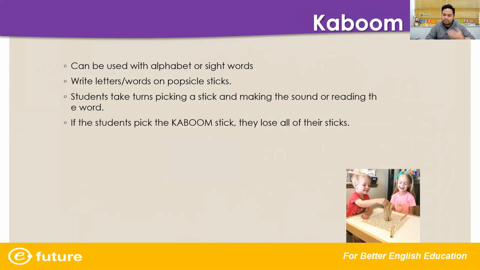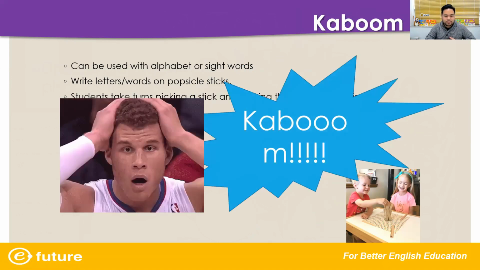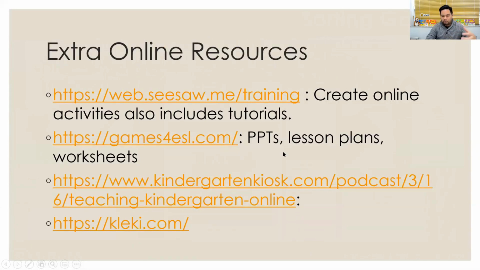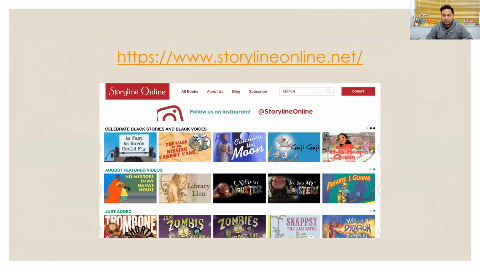So, kaboom. Again, just using popsicle sticks. This would be more in class. There's probably a way you can make it virtually, but it's most effective in class for those that are teaching in class. So you can read about it when you get the presentation. And same, earlier I referred to a sorting game. So you get the images and then put them in the correct phonics target. If you're using Zoom, write a line to them, okay? And then again, more online resources for you guys that you can take a look at, okay? Yeah, and also if you want stories, all here.